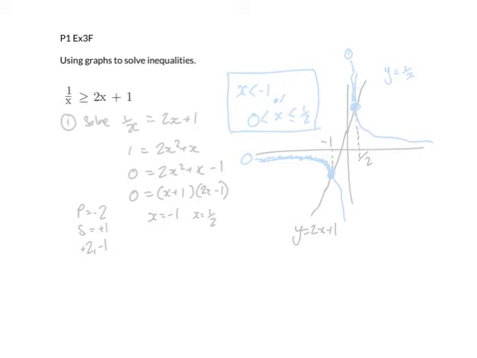In fact, I've spotted an error in the final answer. We should have an equal sign. That should satisfy everybody. Okay.